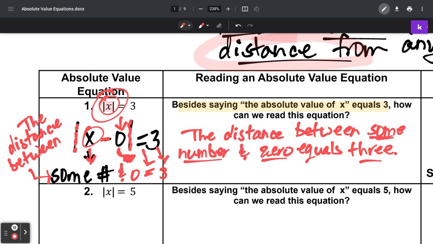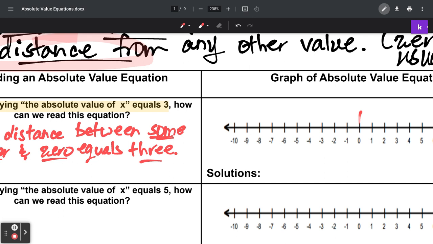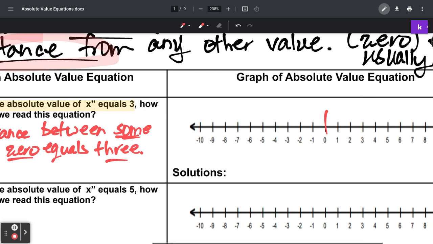Well, what number, we're going to look over here, is 3 units from 0? So that would be the number 3, because it's 3 units from 0. 1, 2, 3. From 0, okay?